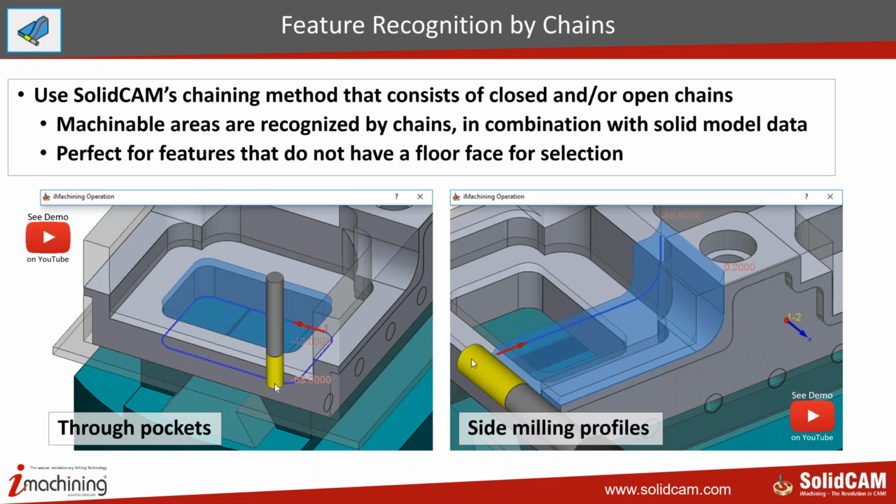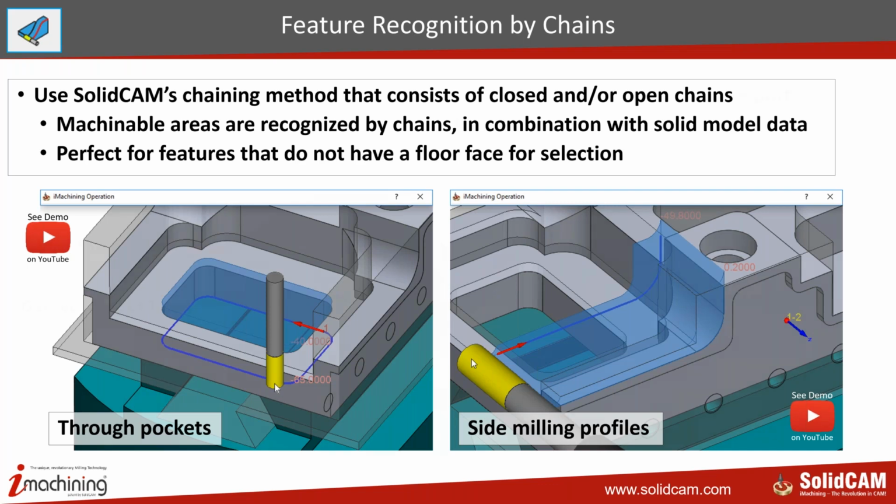So when you are doing any through pockets, or side milling profiles, where you will pick only the chains, then again it automatically picks the chain, selects the upper level, and selects the lower level. It also marks the machining zone in a different color and highlights it, so that as a user you know exactly where it is going to generate the toolpath.